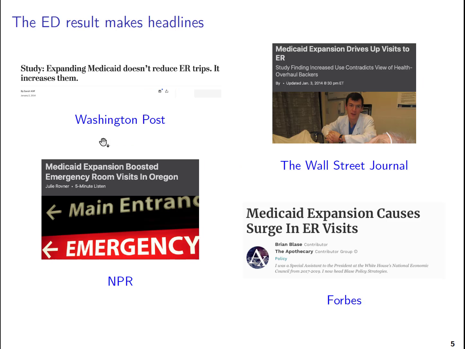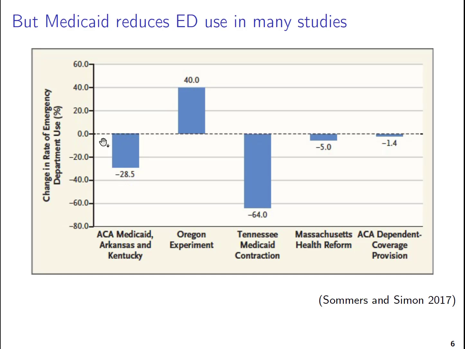Right? So anyway, as you know, this made headlines. "Expanding Medicaid doesn't reduce ED trips, it increases them." "Medicaid expansion boosted emergency room visits." So this was all over the media and was well covered in terms of what the emergency department implications of coverage expansions are, for good reason, because that type of care is more expensive. There's all kinds of reasons why we might be interested in learning more about this impact, right? So those were the headlines.